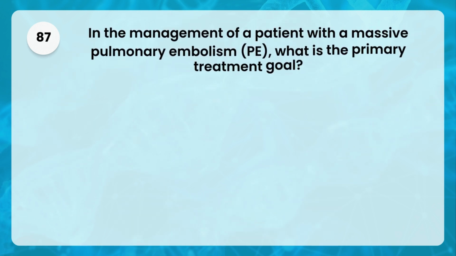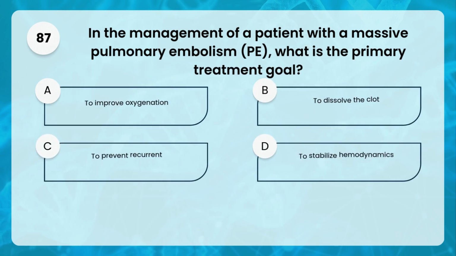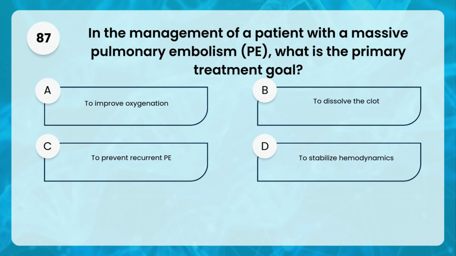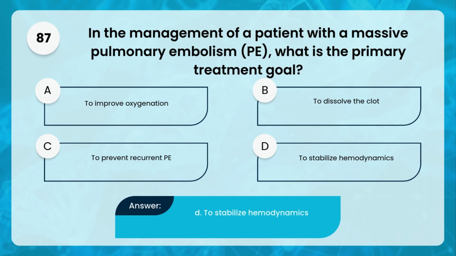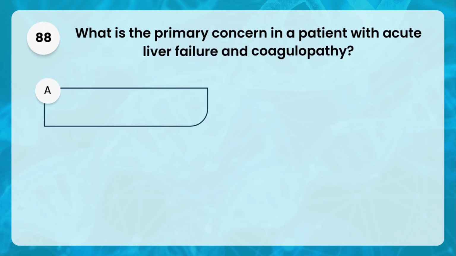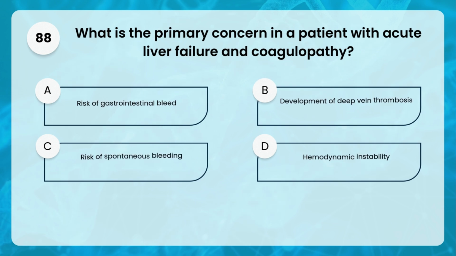87. In the management of a patient with a massive pulmonary embolism, PE, what is the primary treatment goal? A. To improve oxygenation. B. To dissolve the clot. C. To prevent recurrent PE. Or D. To stabilize hemodynamics. The answer is D. To stabilize hemodynamics.